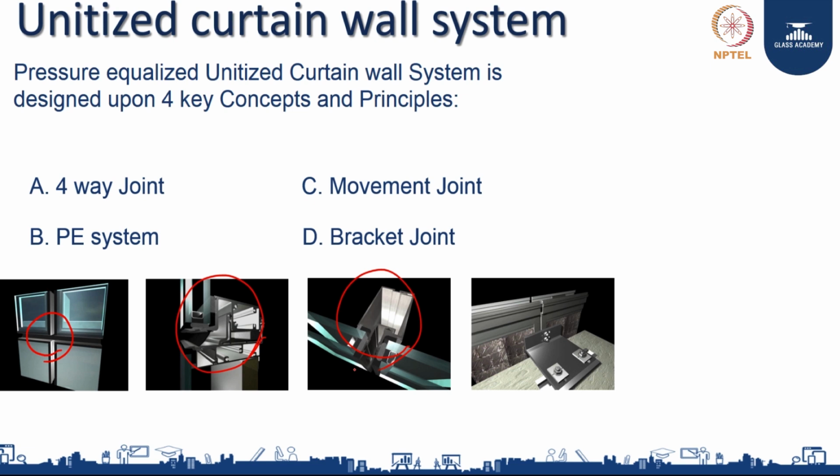But what will happen in semi-unitized system when there is a thermal expansion? It will be taken care of by the gaskets, which is not good. But here the system itself will expand and contract. Then a bracket. See, this is the bracket you use to hold it to the structure, but at the same time taking care of all the building movement. So now let's understand each and every component of this.